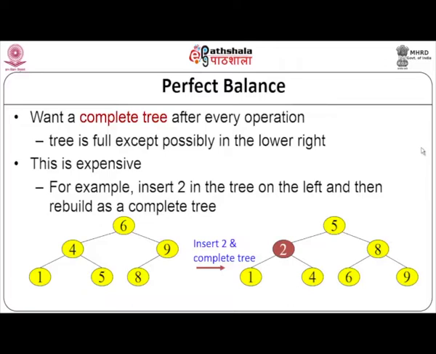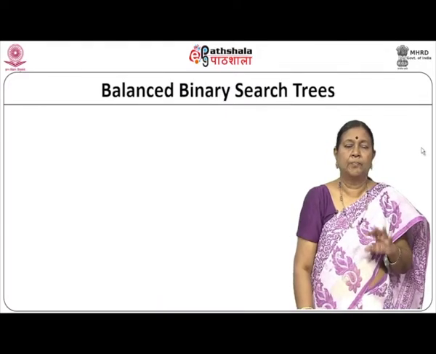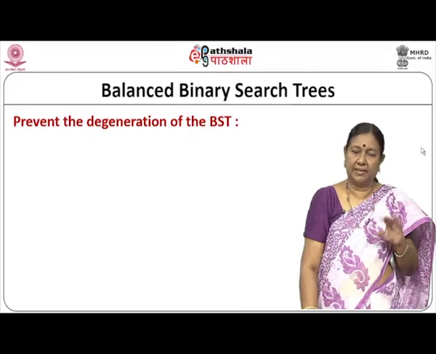If you insert 2 here, normally where will it be inserted? It depends on what you want to do, but normally it will be inserted as a right child of 1. That is a normal binary search tree operation. Then it is not balanced. But if you want perfect balance, you will reorder the search tree and you get a complete binary search tree. But that is a very, very costly operation every time if you have to do this for perfect balance.